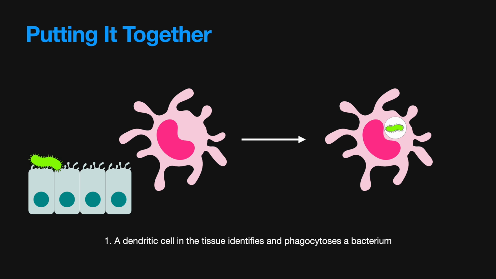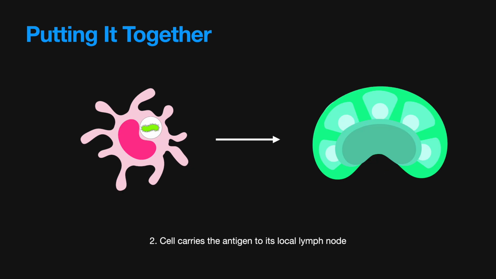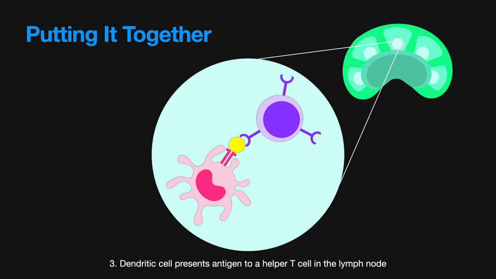Now we will go through a basic immune response to help you guys put it all together. To start, a dendritic cell in the tissue identifies and phagocytoses a bacterium. The cell then carries the antigen to its local lymph node. It presents the antigen on MHC2 to a CD4 helper T cell. The helper T cell releases IL-2, which helps stimulate T cell proliferation.